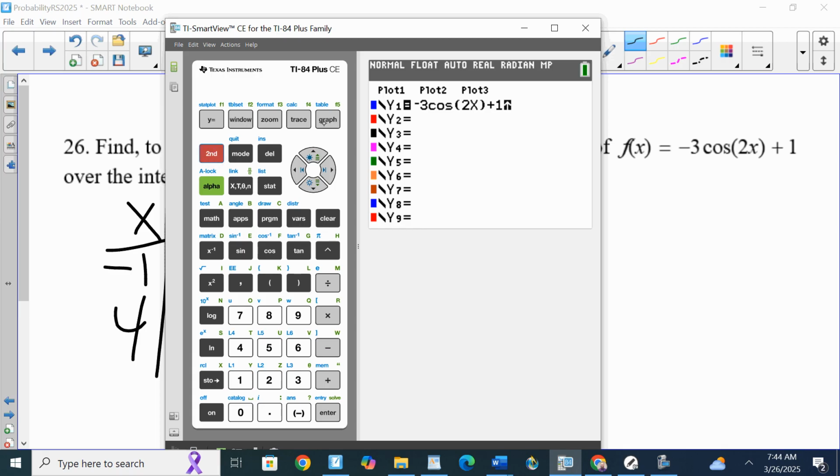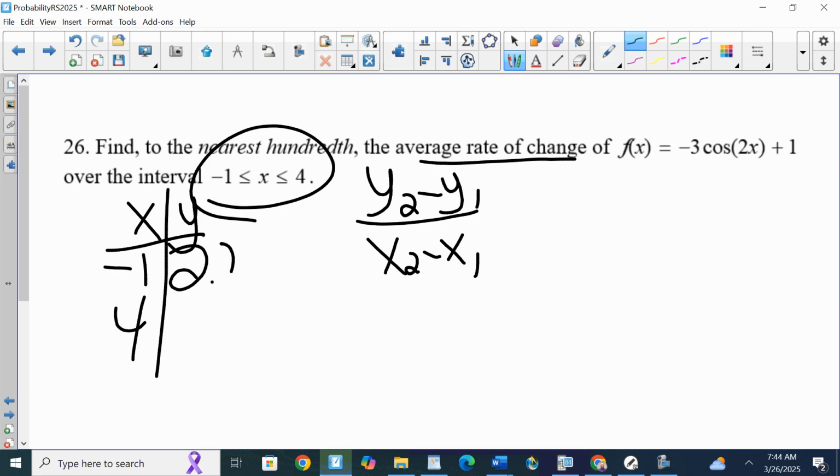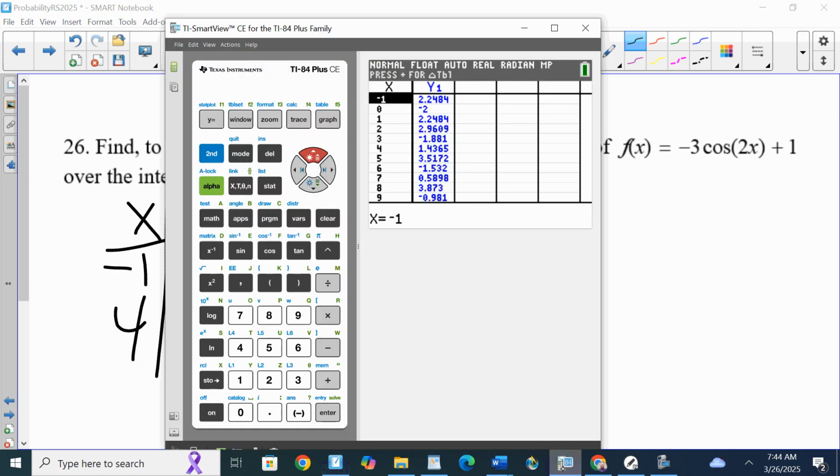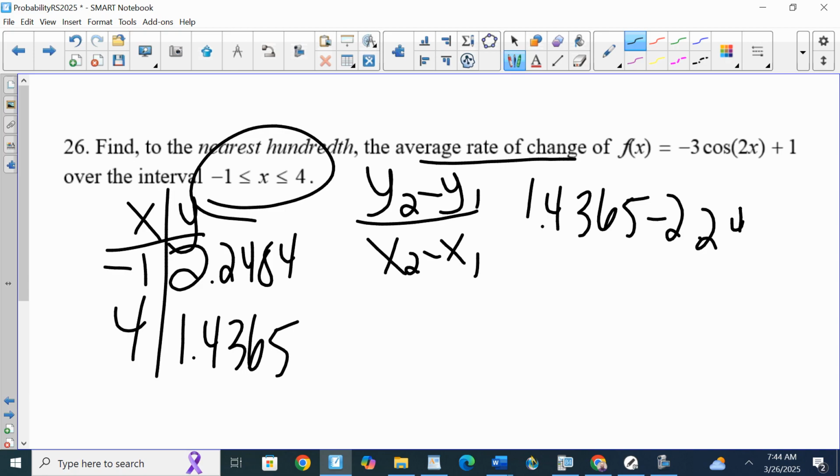I go to my table. I'm looking for negative 1. That's 2.2484. I've got 4, 1.4365. Y2 minus y1, bottom minus top, 1.4365 minus 2.2484 over 4 minus negative 1.